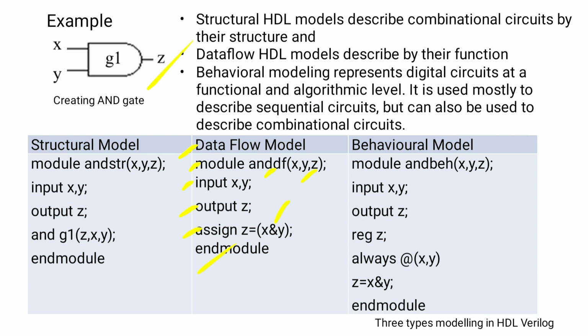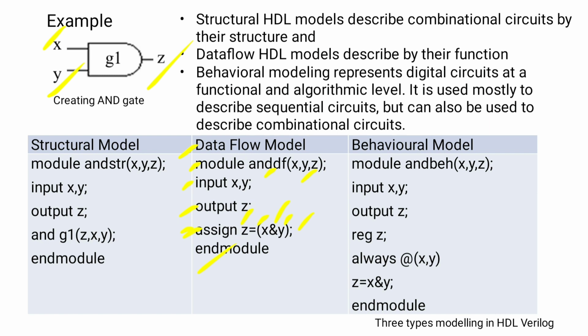Using operators the equation is written. Here Z equal to X ANDed with Y. So that is what is written here: assign Z equal to X. This is the logical AND operator, ampersand, with Y, bracket complete, semicolon. So by writing like this, using the assign keyword in the data flow model, one AND gate is created.